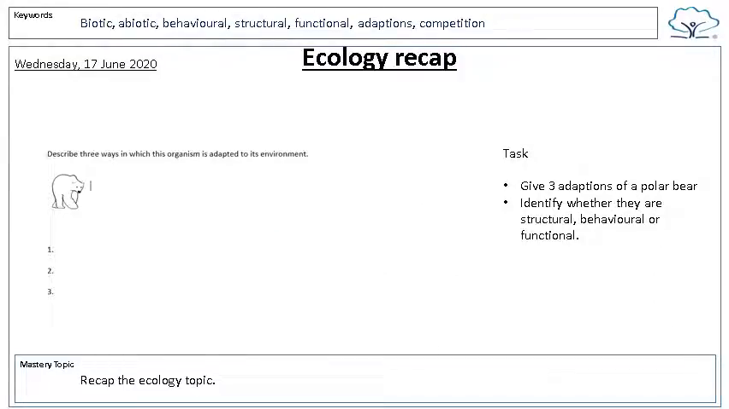So I'm going to give a specific example now, and we're going to talk about a polar bear. So what I want you to do in the booklet is give 3 adaptations of a polar bear, and then once you've described that adaptation, for example, white fur, say why that is a benefit. For example, white fur helps the polar bear to camouflage. This means it's more likely to catch its prey. Then tell me whether you think they're structural, behavioural or functional adaptations based on the definitions which you have got from the previous task.